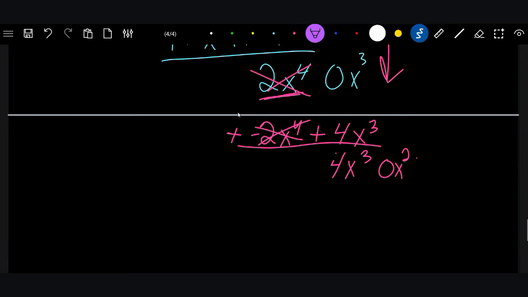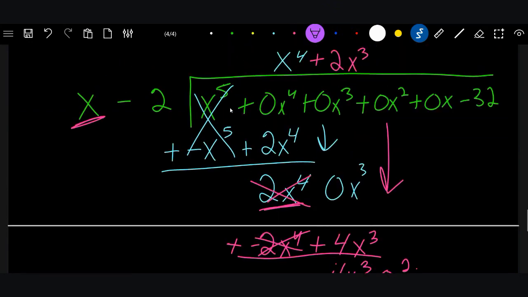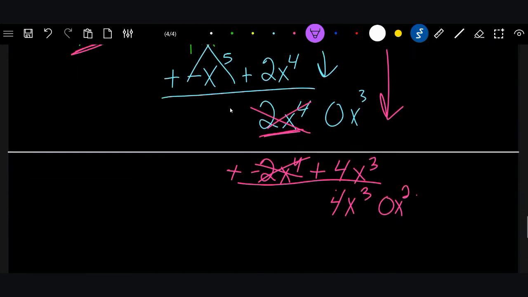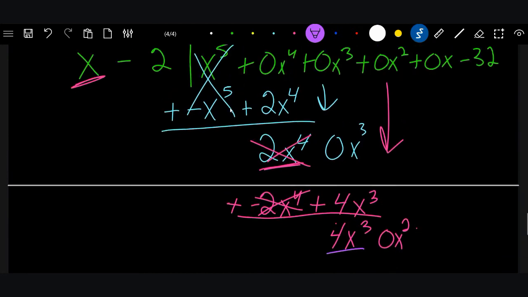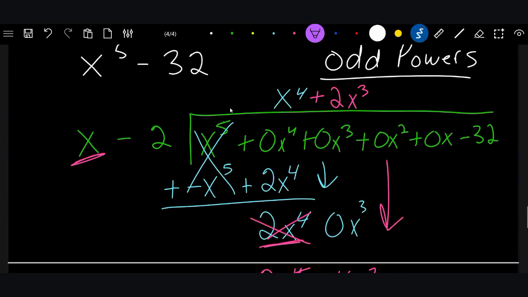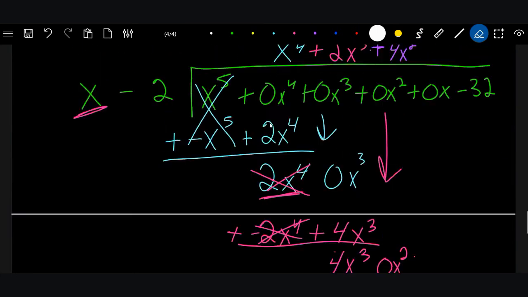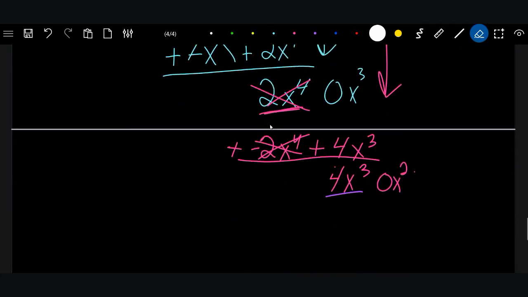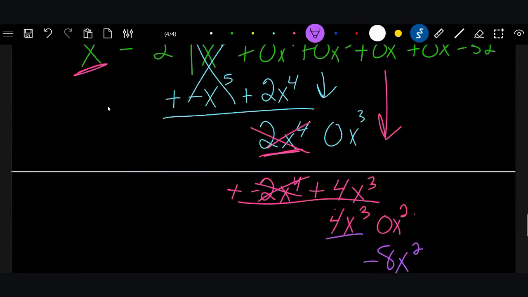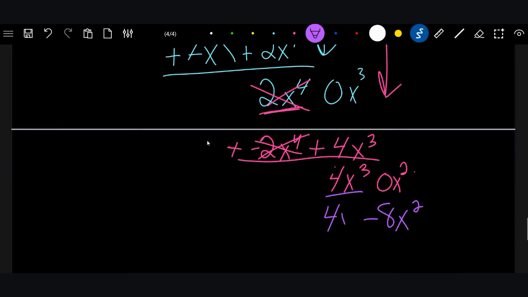Now it's a little bit hard to see, but we're going to go x into 4x cubed. So x into 4x cubed, and we get 4x squared. And now we're going to multiply. So 4x squared times negative 2 gives me negative 8x squared, and 4x squared times x gives me 4x cubed. We're going to subtract, so we're going to change the signs. That's going to cancel, and we're going to get an 8x squared.